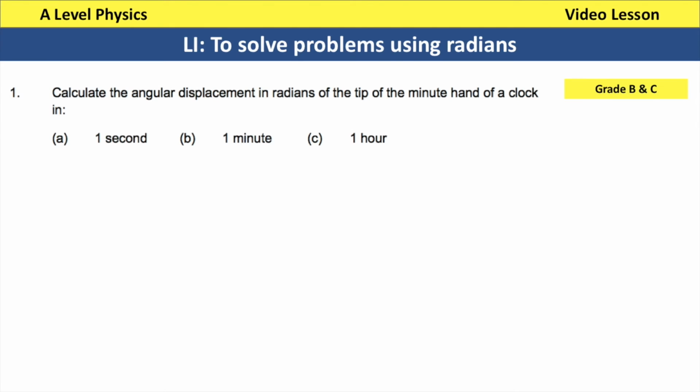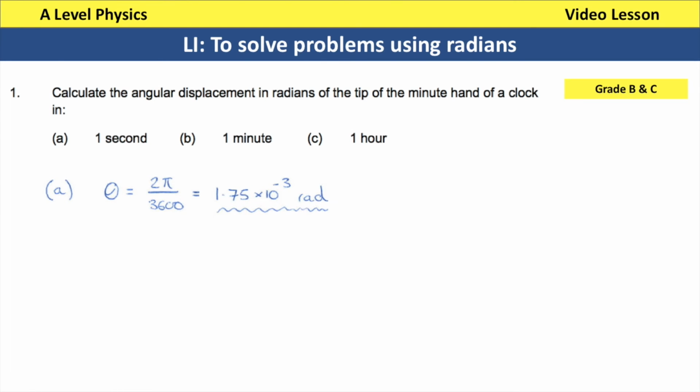Question 1. Calculate the angular displacement in radians of the tip of the minute hand of a clock in 1 second, 1 minute and 1 hour. Now, if you visualise a typical clock, of course the minute hand takes an hour to go all the way around because there are 60 minutes in 1 hour. So, to work out the angular displacement, we're going to use the equation that we needed to learn. The angular displacement is theta equals 2 pi t divided by T.